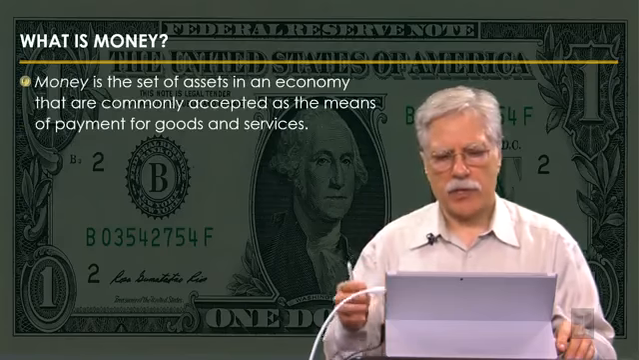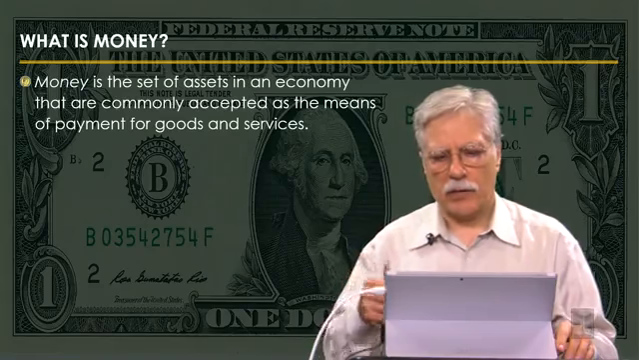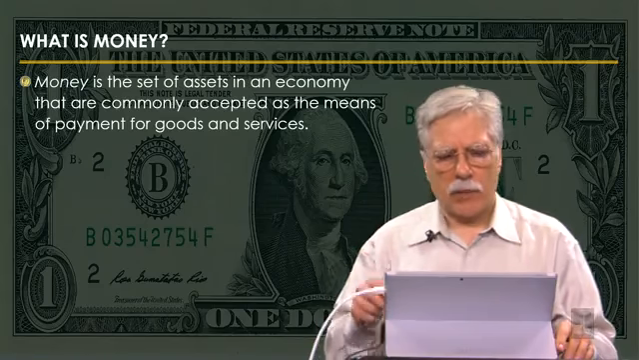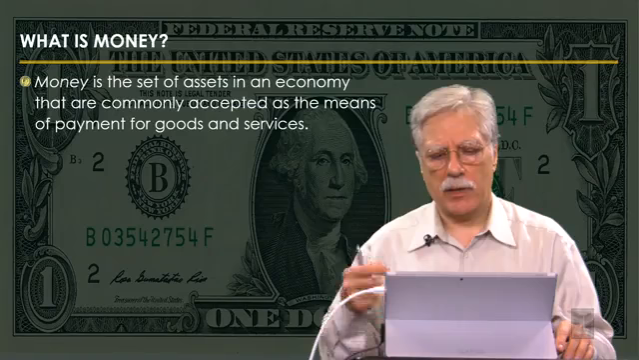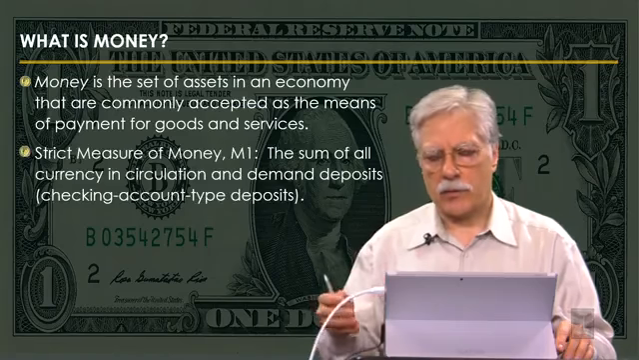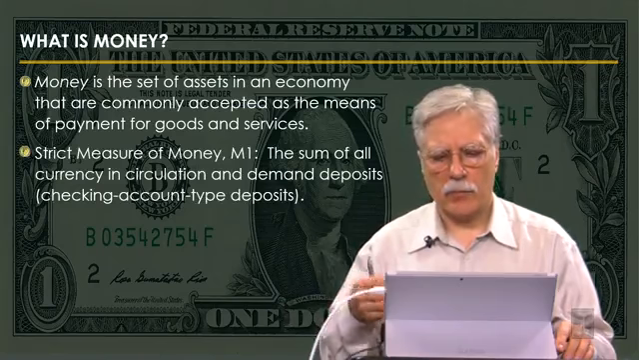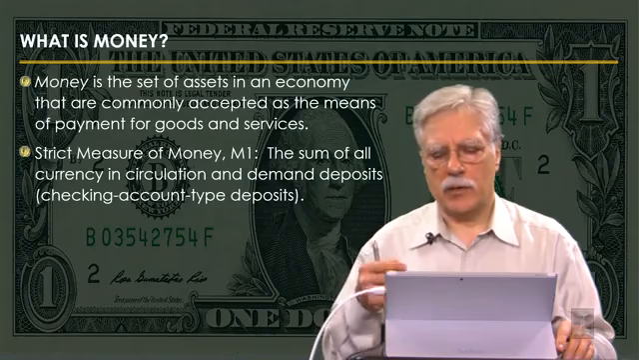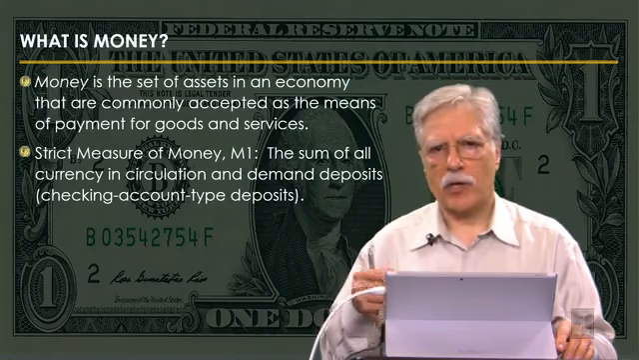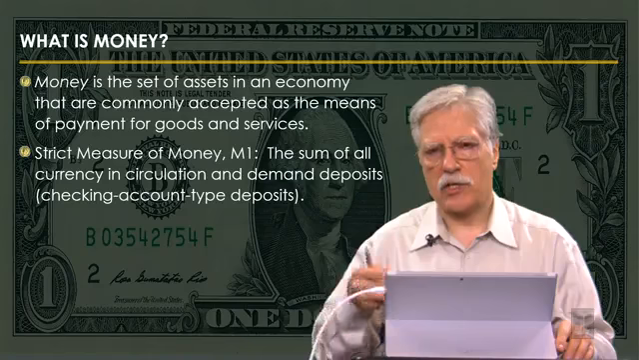Money has to have some features, but let me first start with the definition and the measurement of money. Money is the set of assets that people accept as means of payment in an economy. Any asset that serves that purpose and is widely accepted can be called money. In modern economies, specifically, money is defined as the sum of all currency in circulation and all demand deposits, which is essentially a checking account.